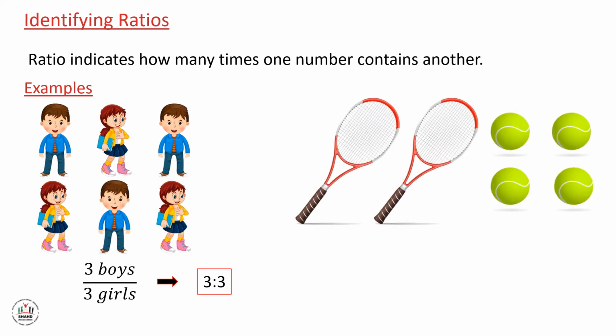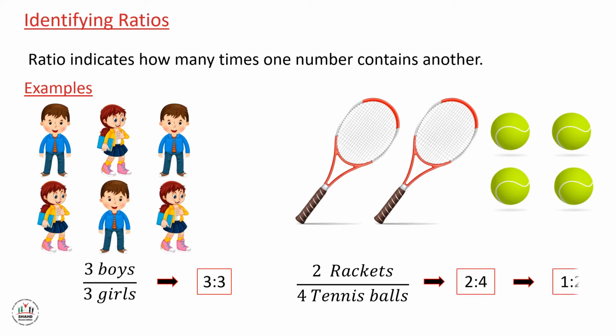Here we have 2 rackets and 4 tennis balls. You can write the ratio of rackets to balls equal to 2 over 4, which is equal to 1 over 2 after simplifying this ratio or this fraction. The ratio of balls to rackets is equal to 4 over 2, which is equal to 2 to 1.